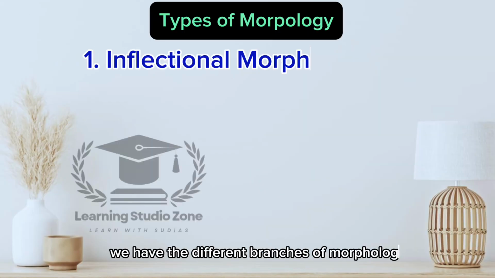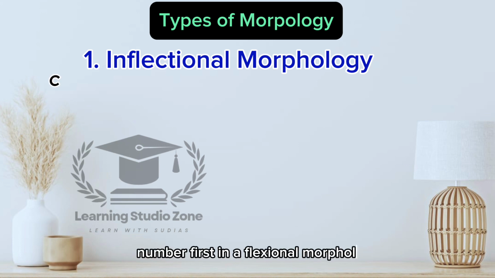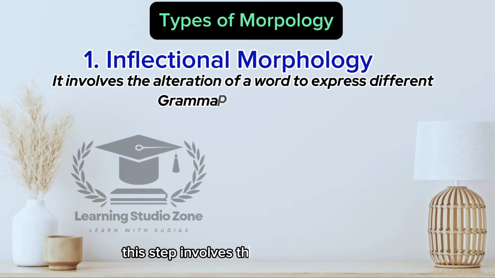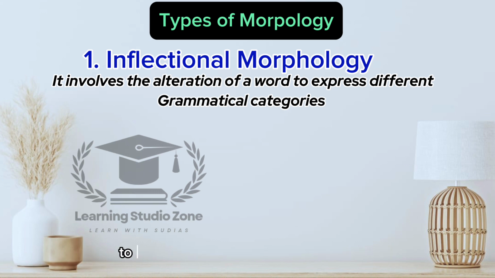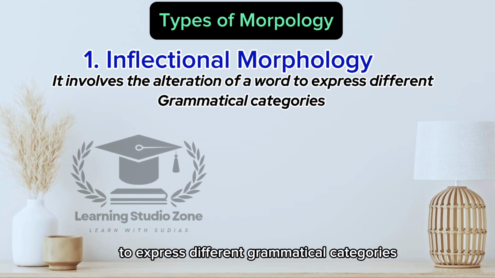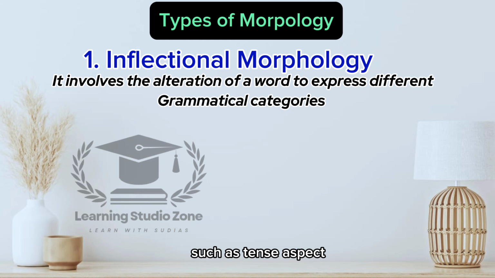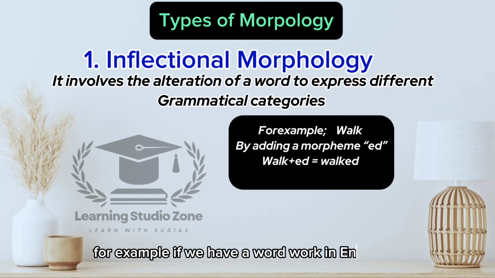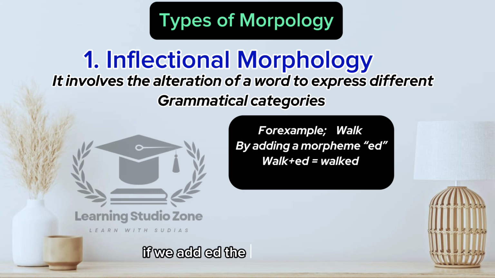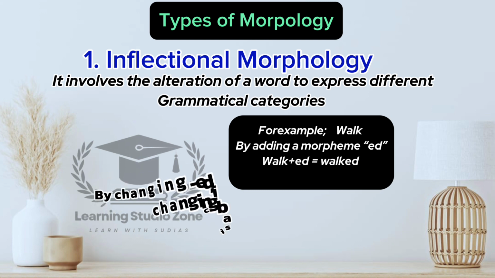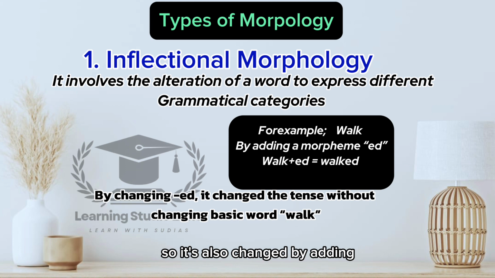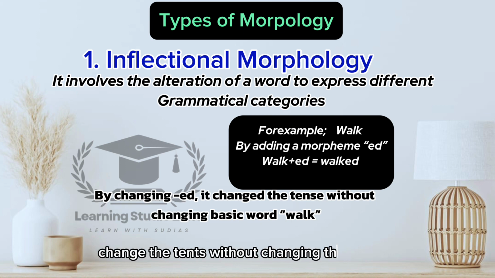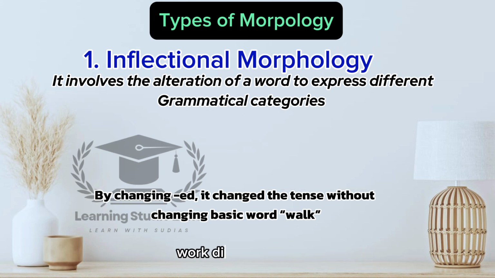We have different branches of morphology. Number one, inflectional morphology. This type involves the alteration of a word to express different grammatical categories such as tense, aspect, mood, number, case, and gender, etc. For example, if we have the word walk, an English verb, and we add ed, the inflectional morpheme, the word also changes. By adding ed, it changes the tense without changing the basic word walk.